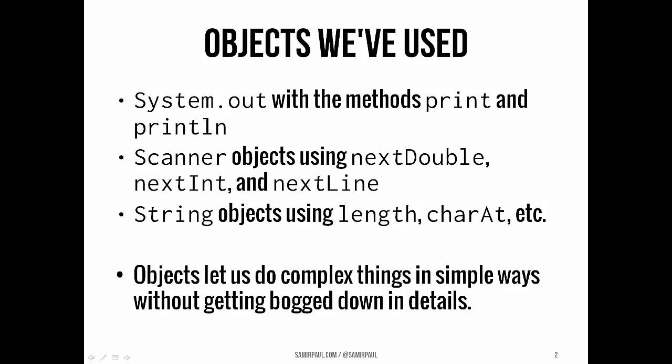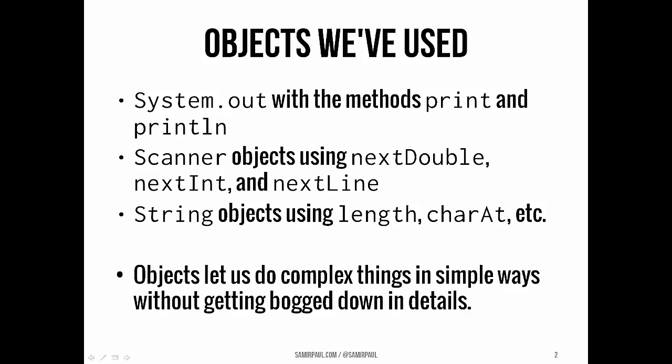So far, we've used a bunch of different kinds of objects. We've used System.out, which has methods print and println or printline. We've used Scanner objects, which have methods like nextDouble, nextInt, nextLine. And we've used String objects which have methods like length and charAt. Okay, and the purpose here is that objects let us do really complicated things in simple ways without getting bogged down in details. We call that abstraction.